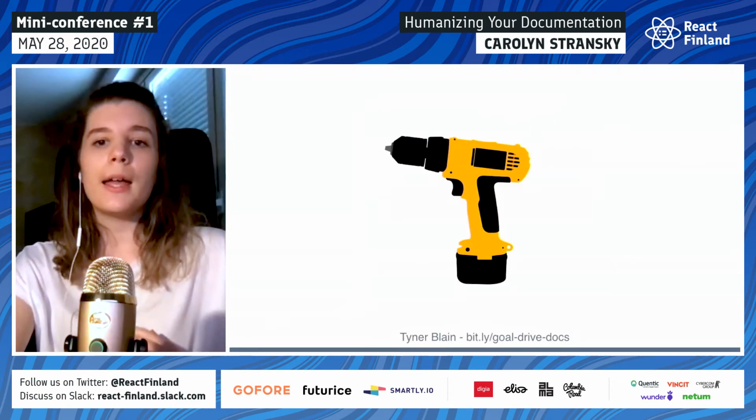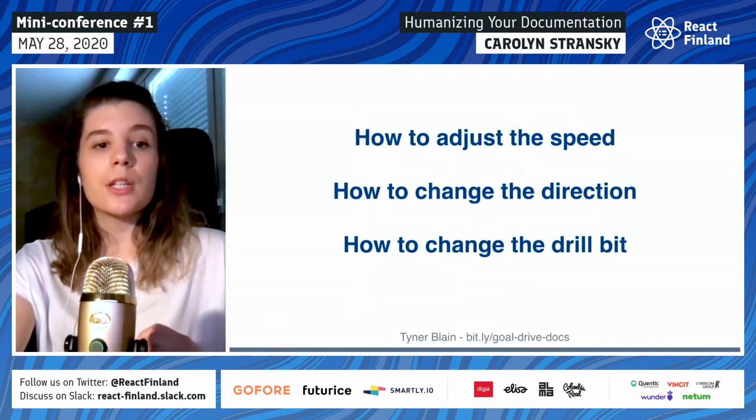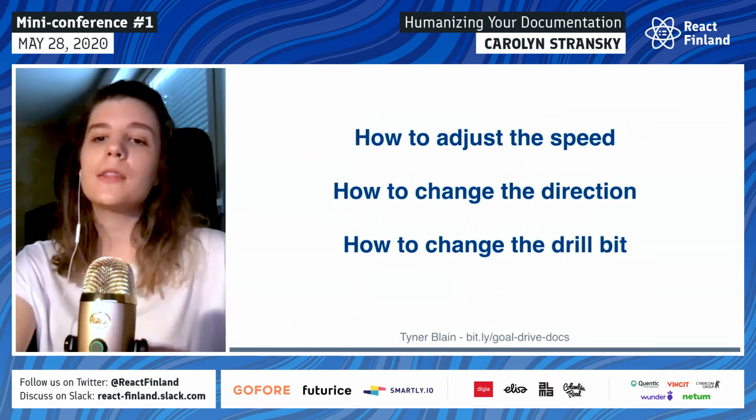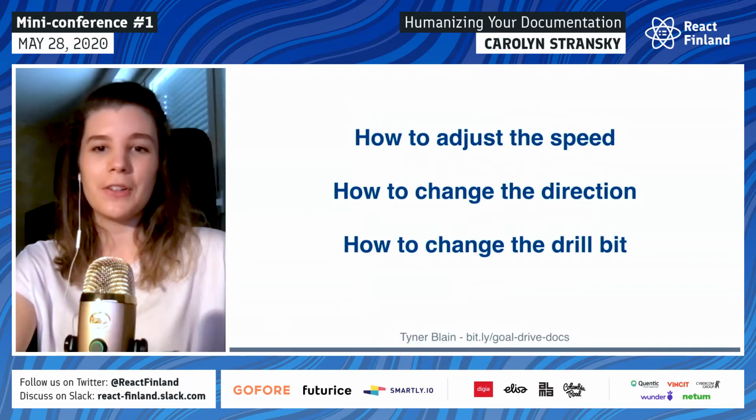To illustrate why having a goal centric approach is important, Tyner Blaine uses the example of a power drill. They say that if you were to document this drill the same way that most document software, we'd end up with something like this: how to adjust the speed, how to change the direction of the drill, how to change the drill bit. So now you know how to operate the drill, but you don't actually know how to accomplish anything with it. These are examples of what's called reference docs. They're information oriented, describe the machinery, and they're usually accurate.